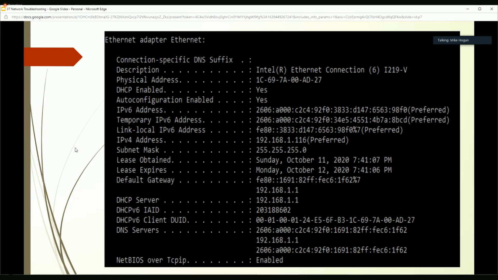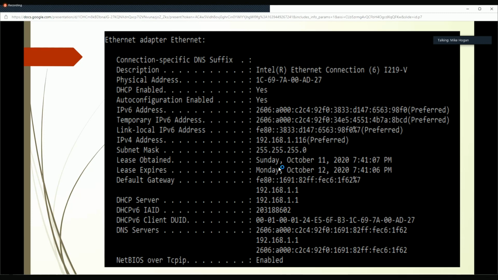All right, so here we're looking at our Ethernet adapter. You can see our IP addressing, our address 192.168.1.116. We know that this is a Class C address. We look at our subnet mask, and you can see what we were talking about. The first three octets represent our network. So this is the 192.168.1.0 network. Our host is 116 on that network.